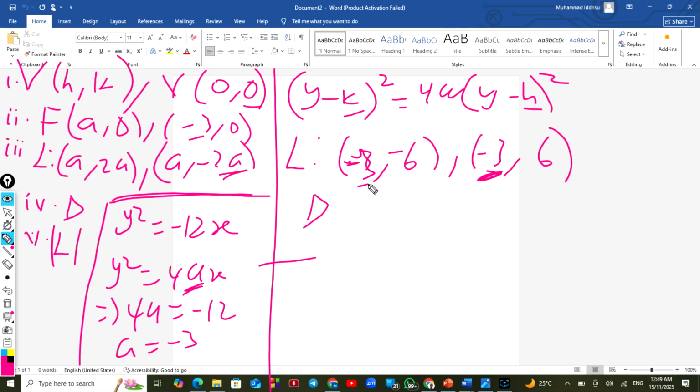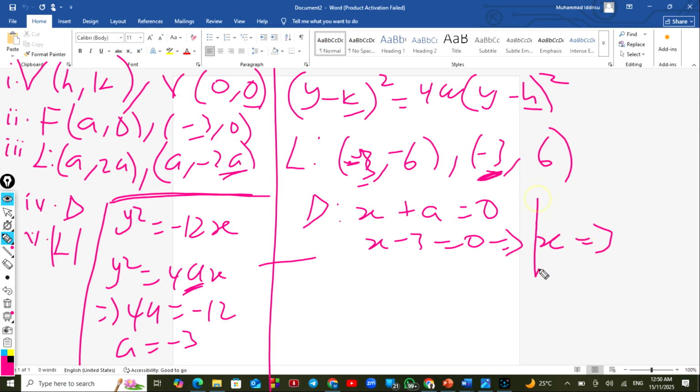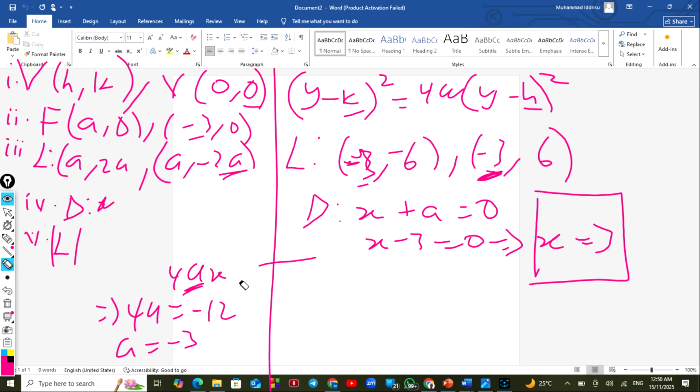For the directrix, we have x plus our a is equal to 0, and here our a is -3. So x plus -3, that means x minus 3 is equal to 0, which means that our x is equal to 3. So the line x equal to 3 is our directrix. So this is the line x equal to 3.